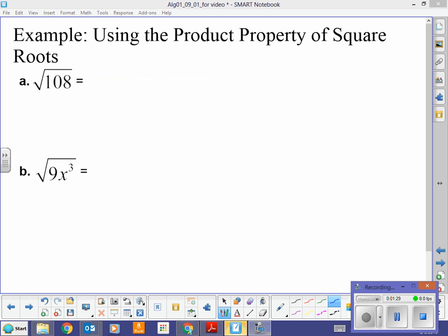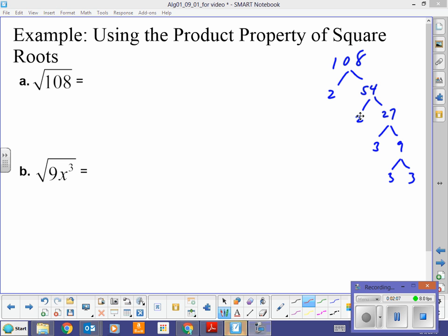The square root of 108 is, well, 108, we have to see if we can factor this. If you're not sure, you can always fall back on this: 54, and that's 2 times 27, and that's 3 times 9, and this is 3 times 3. Okay, so I have a factor tree here. What I'm looking for is a pair of factors. I'm looking for the biggest perfect square I can get.